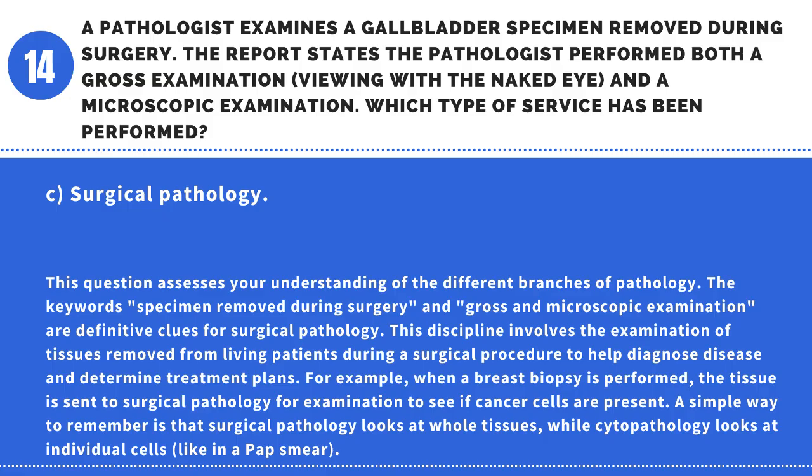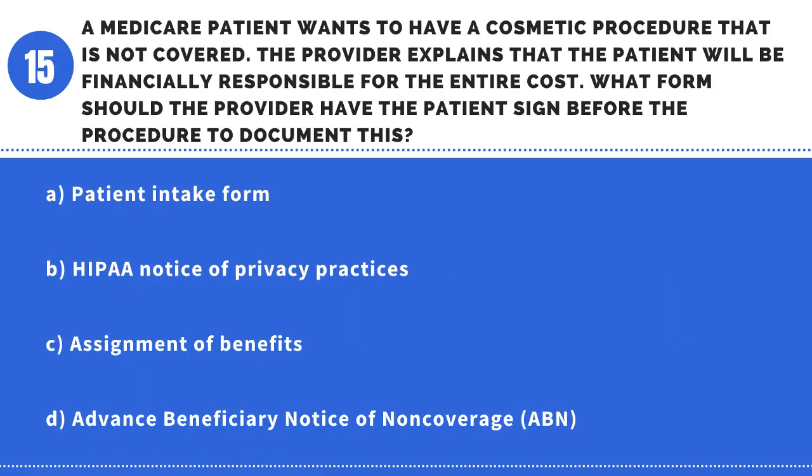determine treatment plans. For example, when a breast biopsy is performed, the tissue is sent to surgical pathology for examination to see if cancer cells are present. A simple way to remember is that surgical pathology looks at whole tissues, while cytopathology looks at individual cells, like in a Pap smear. Question 15.